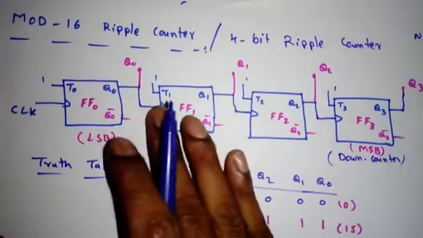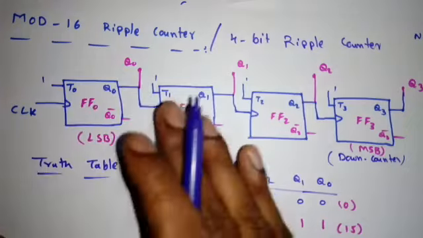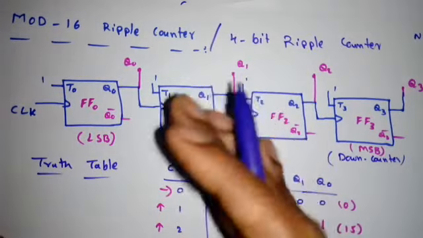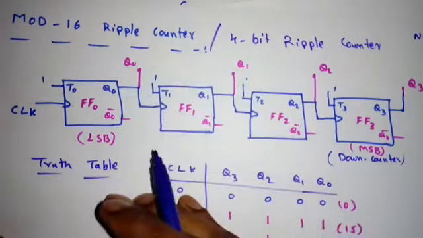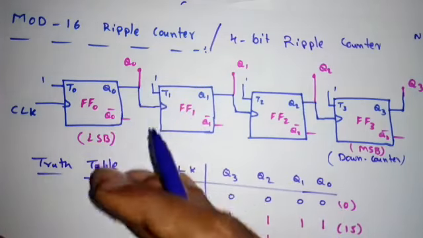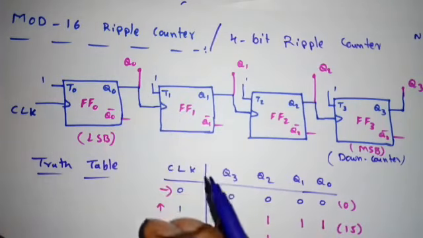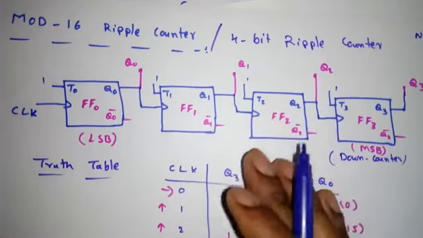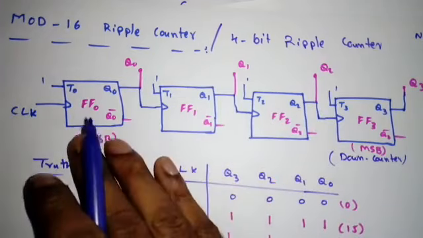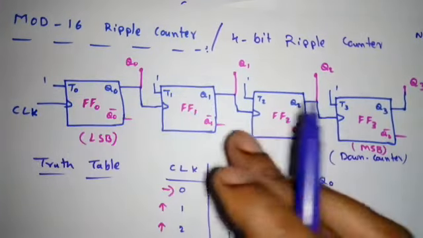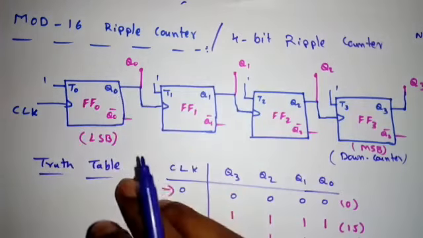Right? So this is about the mod 16 ripple counter, or we can say 4-bit ripple counter, or divide by 16 ripple counter. Now what is the type of sequence? It will do down counting. So the name will be given like this: mod 16 ripple down counter using positive edge trigger T flip-flop.